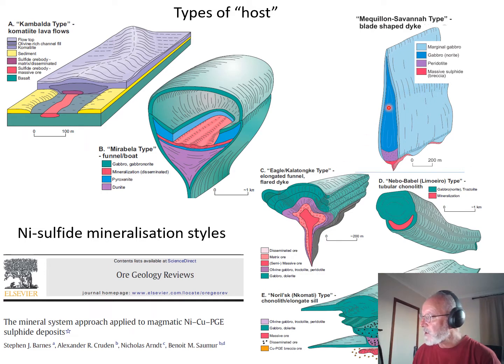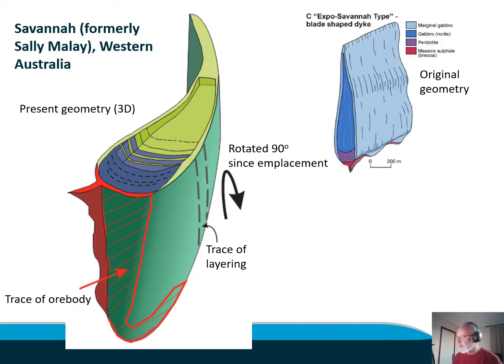I think that these things are actually quite closely related, and there's actually a complete transition between them in some deposits. But I just want to focus on these ones for now. And I'll pick one particular example that we've been working on a fair bit over the last few years. This is the Savannah deposit, formerly known as Sally Malay. The older papers on it call it Sally Malay. This is up in the Kimberley in Western Australia.